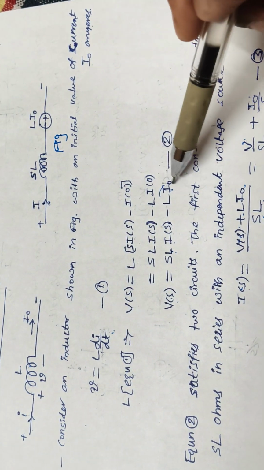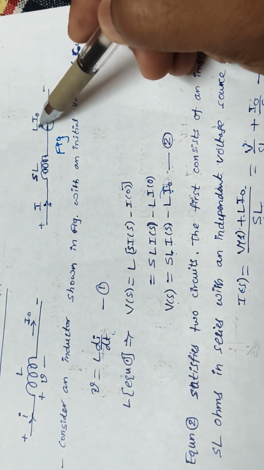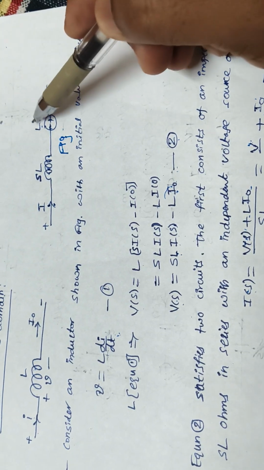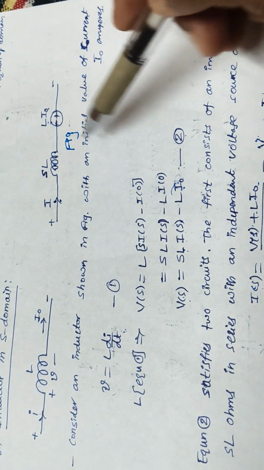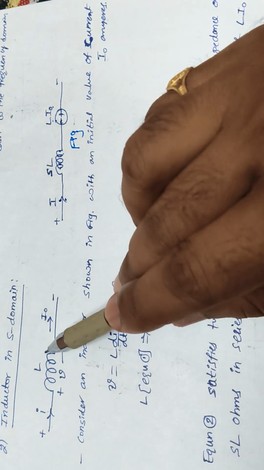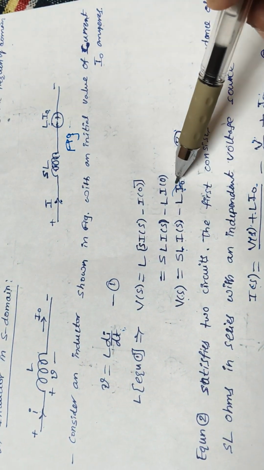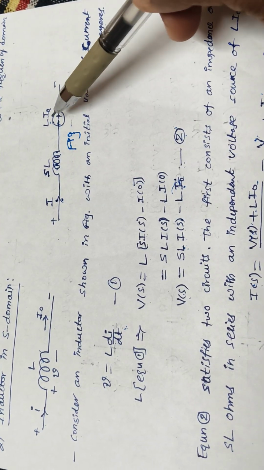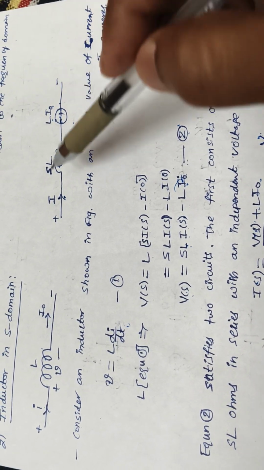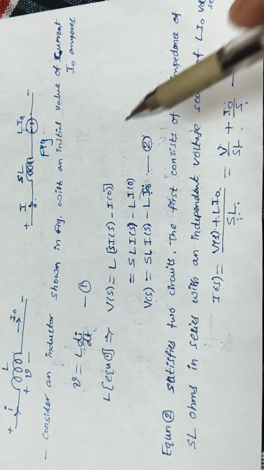And this is an independent voltage source. As it is minus, I need to represent it with the minus plus. L I naught is the magnitude of that independent voltage source. The same second equation can be represented like this. L becomes SL, and the independent voltage source can be represented with L I naught. So small i becomes capital I for the second equation.